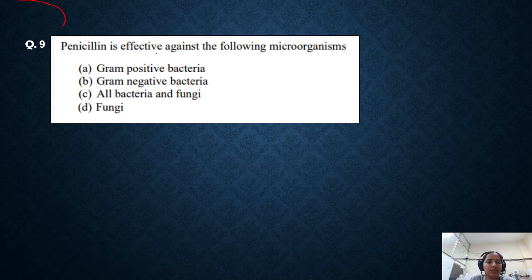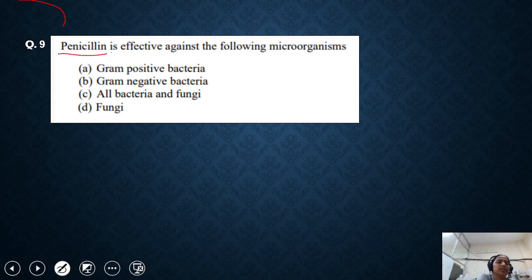Okay, this is the next question: penicillin is effective against the following microorganism. First option is gram positive bacteria, second is gram negative bacteria, third is all bacteria and fungi, and the fourth is fungi. So penicillin is an antibiotic. So from this you must know that it will work against bacteria. Okay, so these two options are not correct. It won't work against fungus. Then you must know which bacteria, either gram positive or gram negative or both.